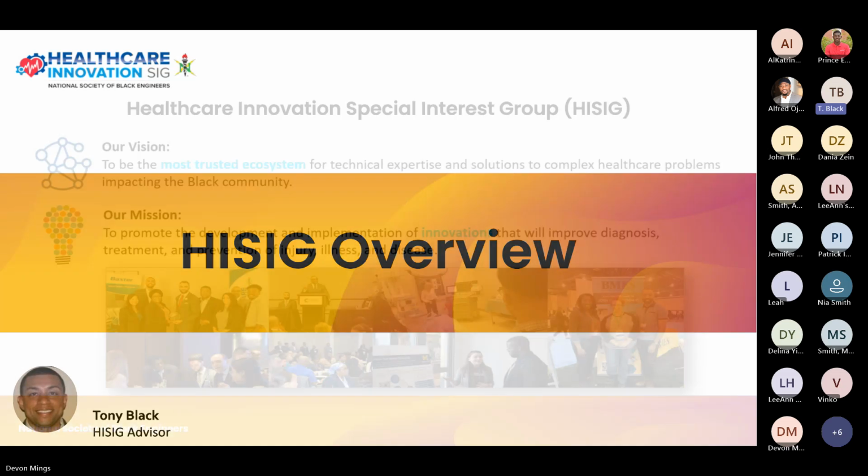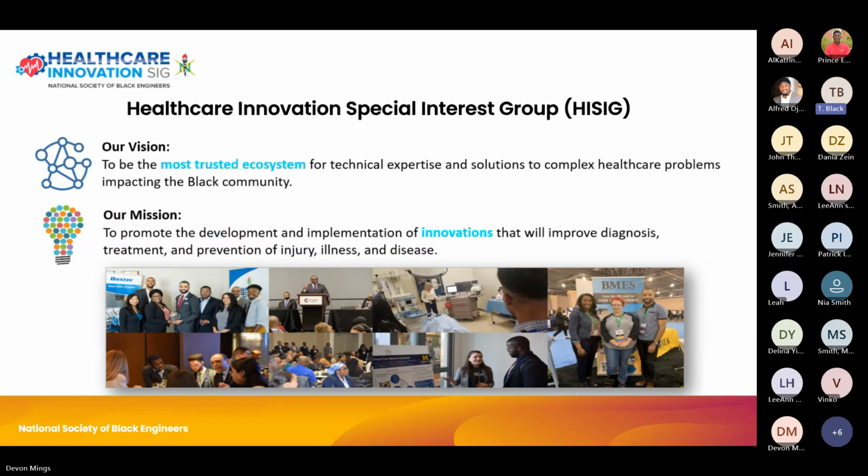Thank you, sir. I appreciate that. I just want to briefly go over our vision, mission, and care strategy. For our vision, we simply want to be the most trusted ecosystem for technical expertise and solutions to complex healthcare problems impacting the Black community. And our mission is to promote the development and implementation of innovations that will improve diagnosis, treatment, and prevention of injury, illness, and disease across the Black community. Next slide, please.